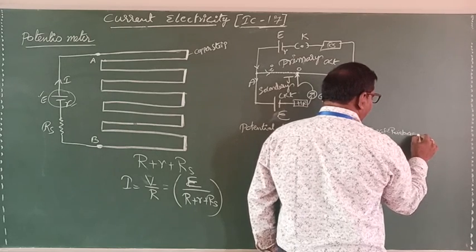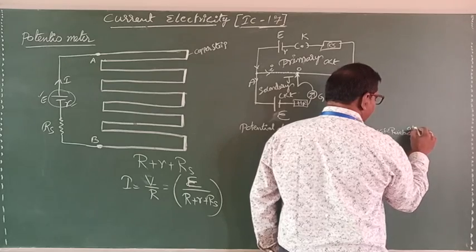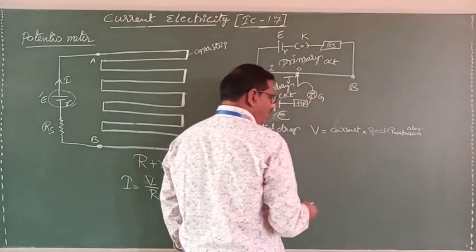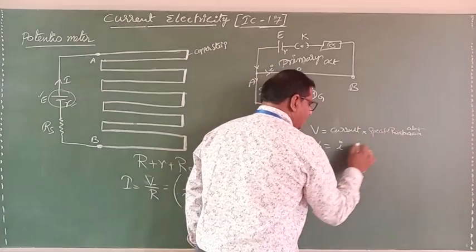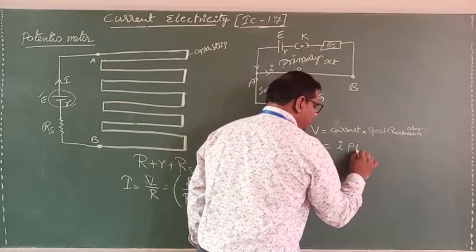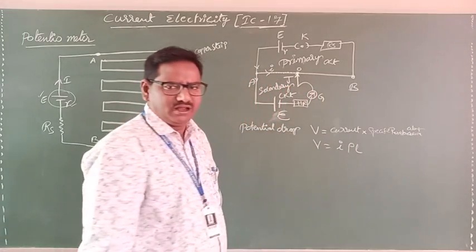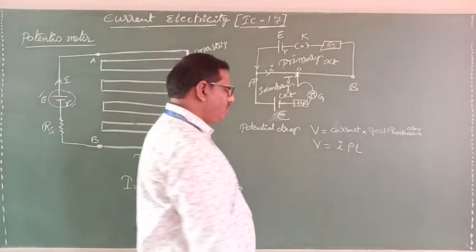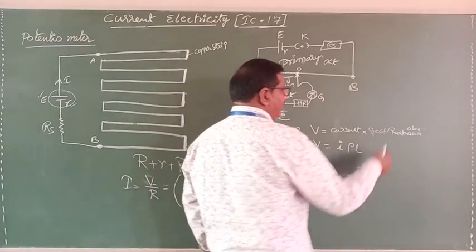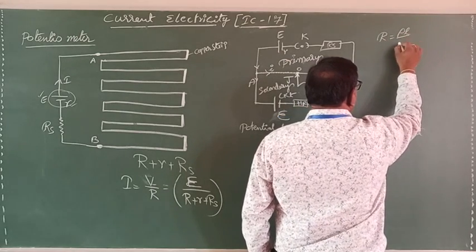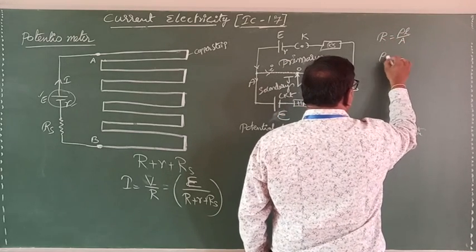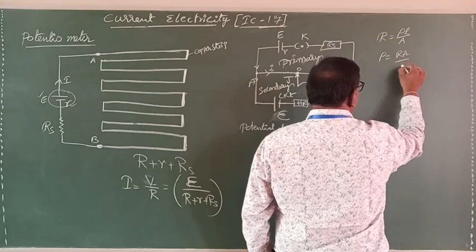Along the wire, how can you write? V equals I into the specific resistance of the wire along that, so that is called rho L. Now this rho I want to write. Already we know that R equals rho L by A. Now rho equals RA by L.